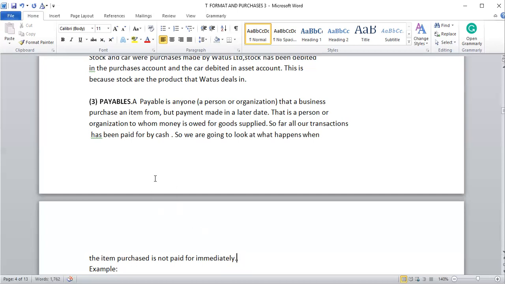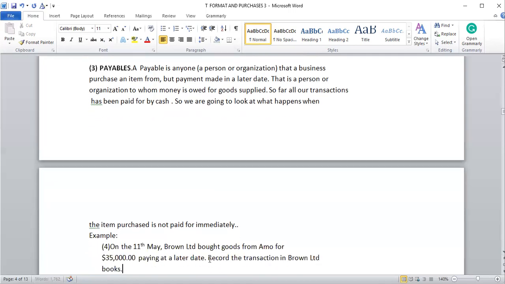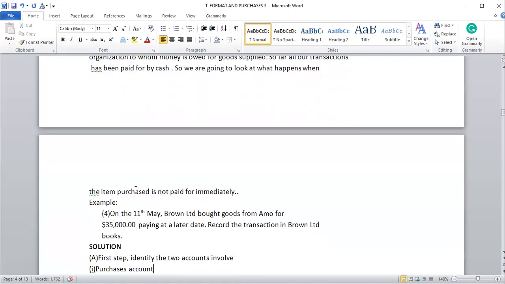So I'll go over again. We are going to look at what happens when the item purchased is not paid for immediately. So our example 4: on the 11th May, Brown Limited bought goods from Amo for $35,000, paying at a later date. Record the transaction in Brown Limited's books.